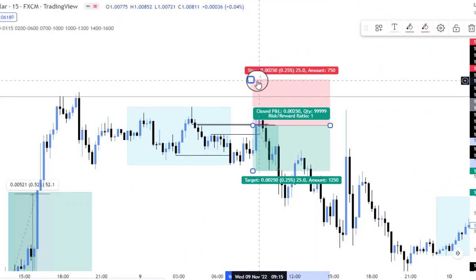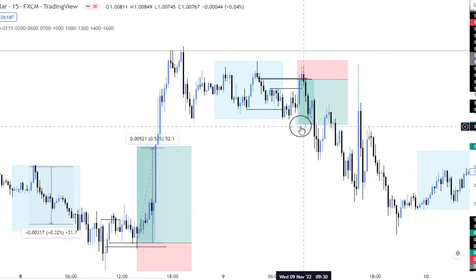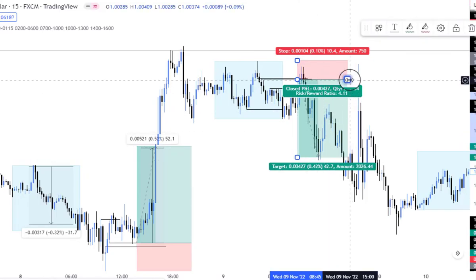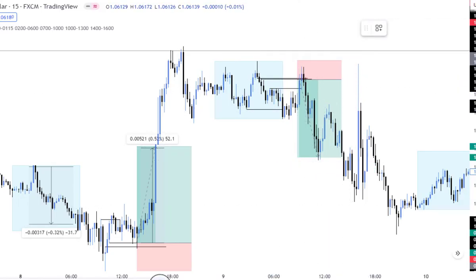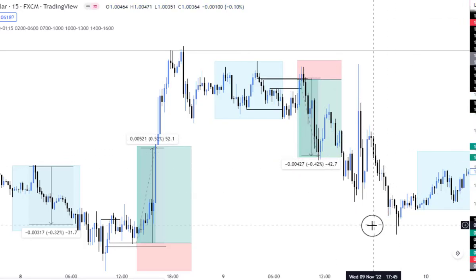Sell, stop loss above the high. Okay, what's our target on this trade? 40 pips. So let's see if we get our 40 pips already during the London session. 42 pips. We are done.